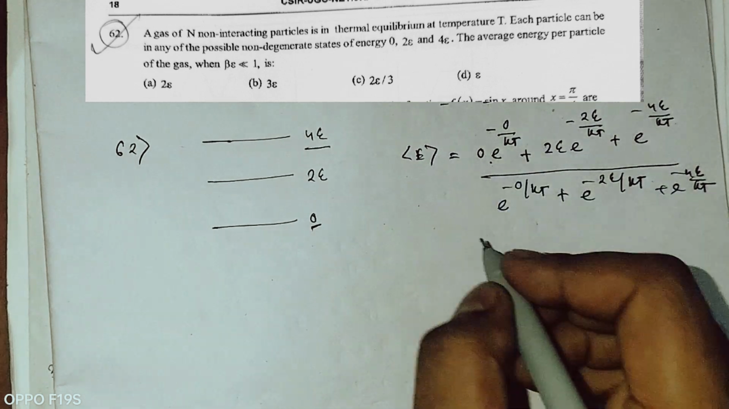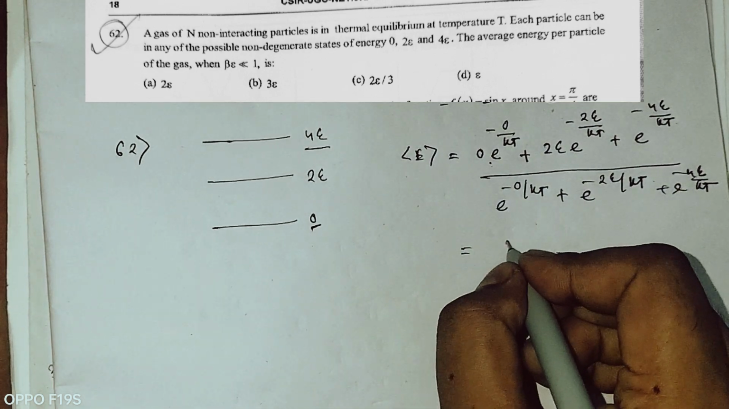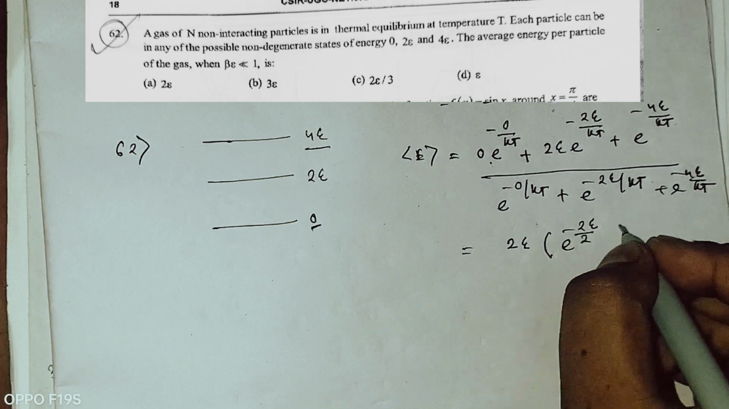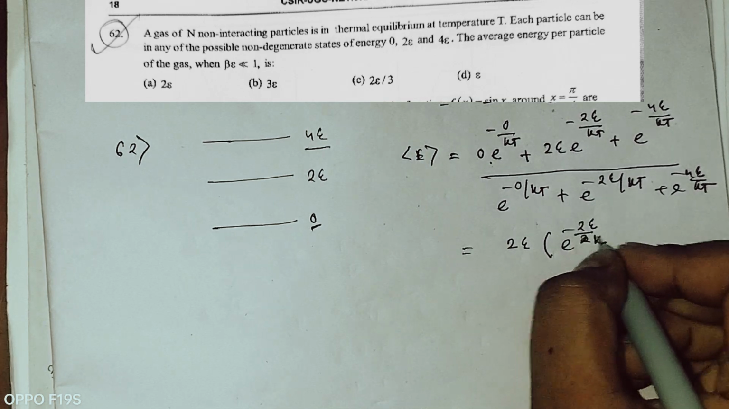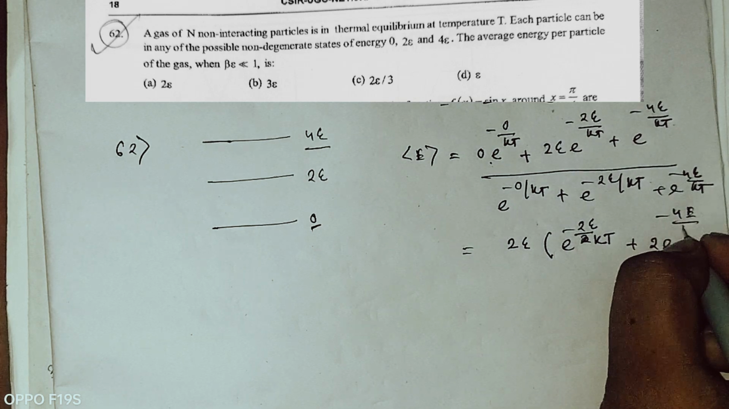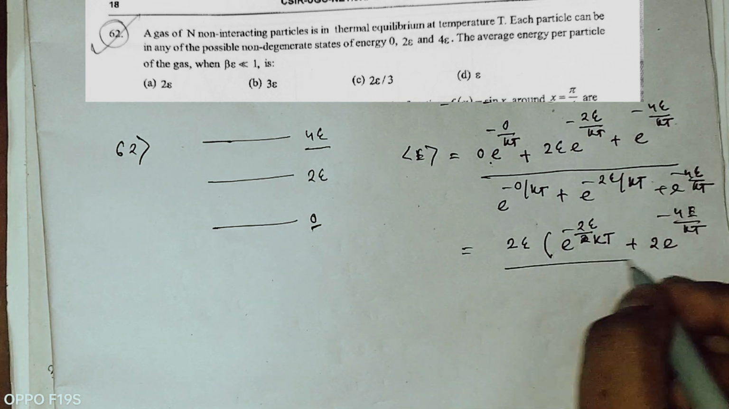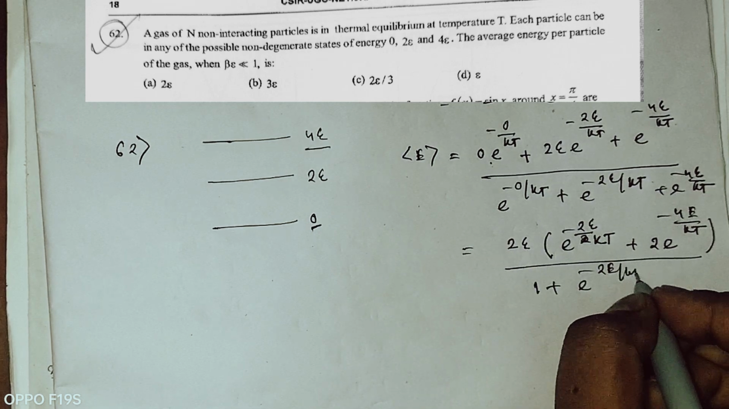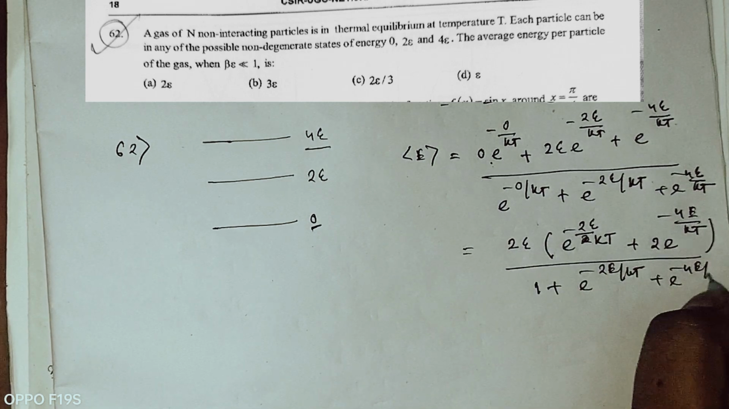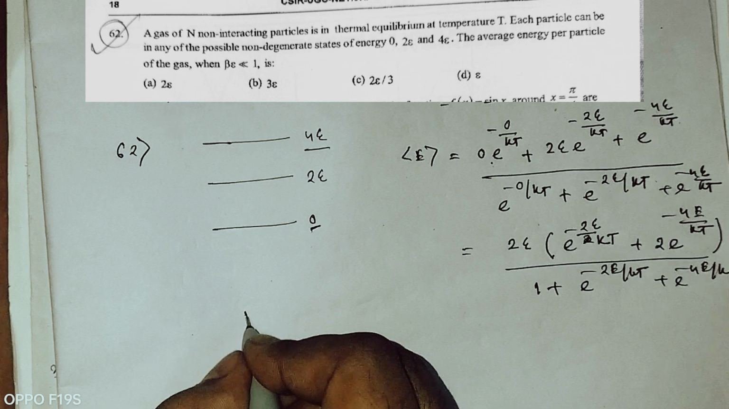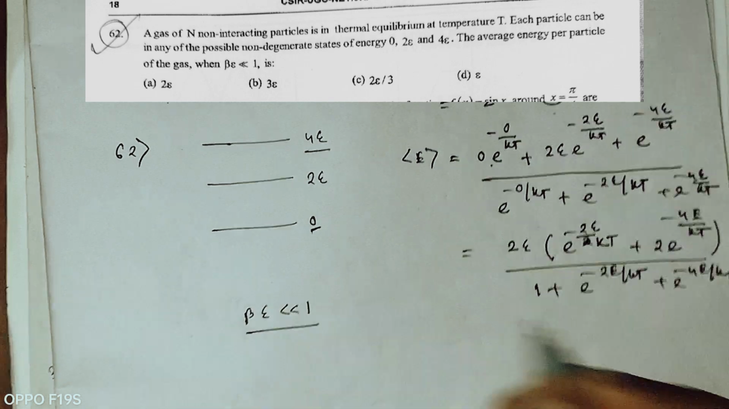And then this term is 0. So you can take common 2 epsilon into e to the power minus 2 epsilon by kT, plus 2 epsilon e to the power minus 4 epsilon by kT. You can write the denominator term as 1 plus e to the power minus 2 epsilon by kT plus e to the power minus 4 epsilon by kT. Okay, and there is a condition given that beta epsilon is very much less than 1.